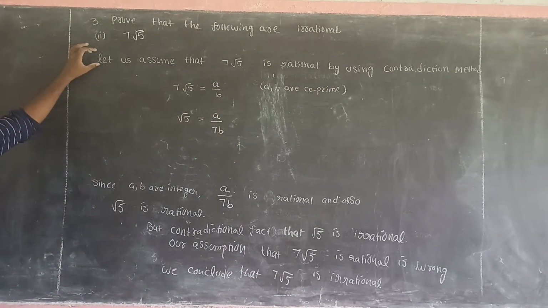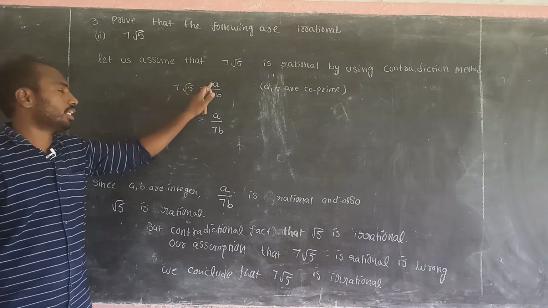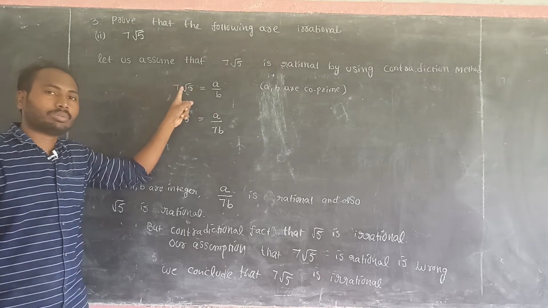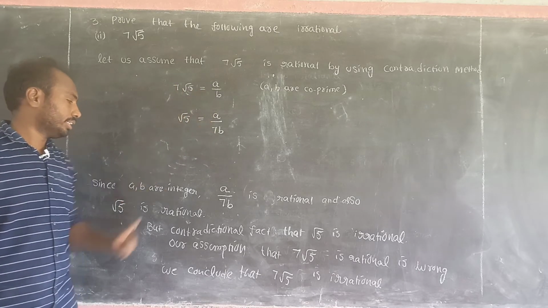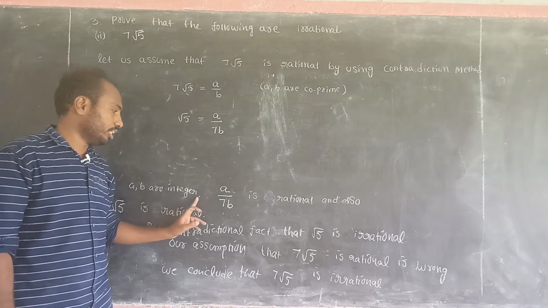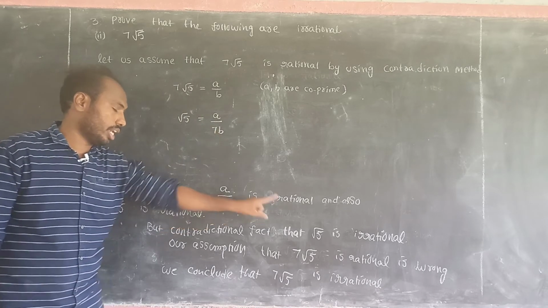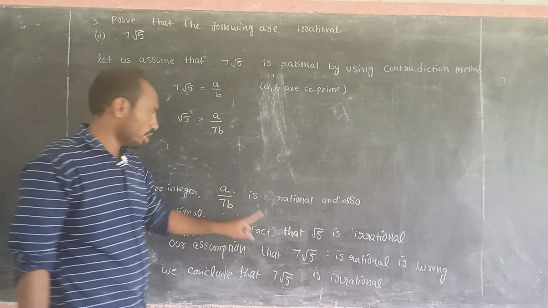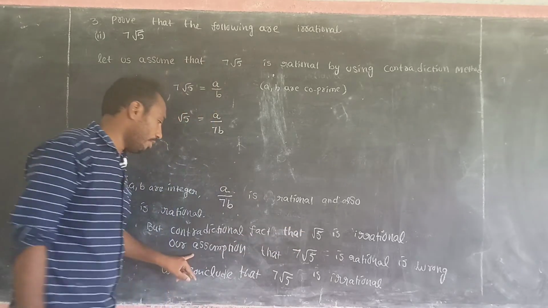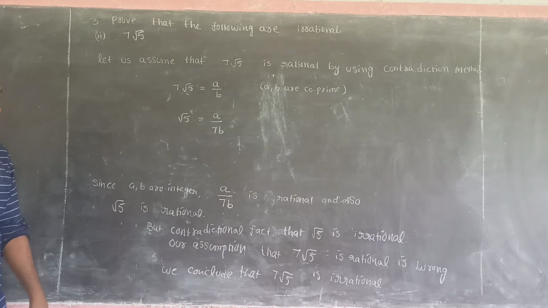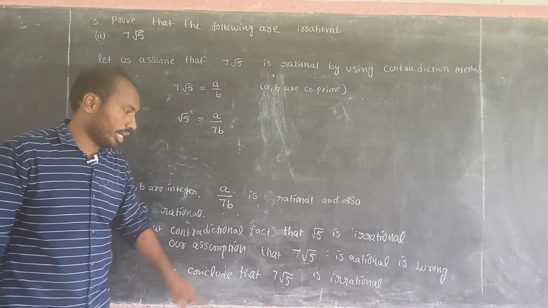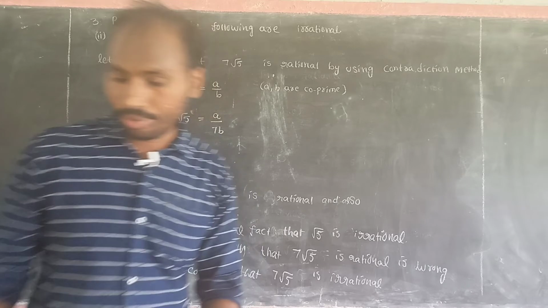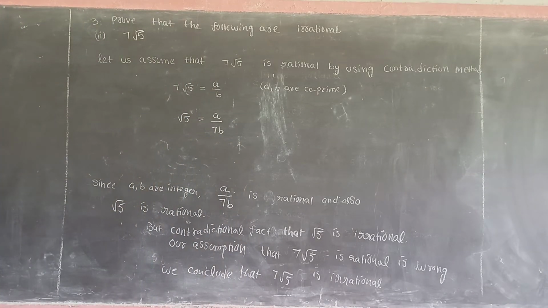Okay, let us assume that 7 root 5 is rational by using the contradiction method. 7 root 5 is equal to a by b. Transposing 7 to the right side, root 5 is equal to a by 7b. Since a, b are integers, a by 7b is rational, and also root 5 is rational. But this contradicts the fact that root 5 is irrational. Our assumption that 7 root 5 is rational is wrong. We conclude that 7 root 5 is irrational. Write down. Next problem.